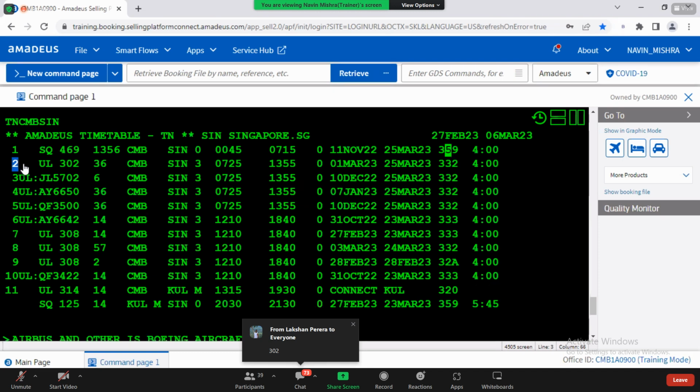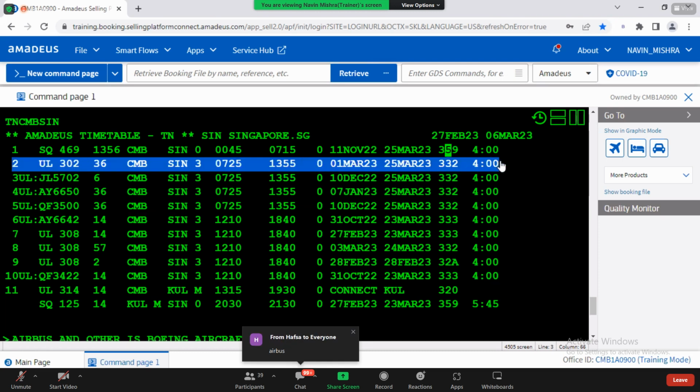Now tell me, this flight operates on which of the days? Tell me the days. Wednesday and Saturday. All right. Tell me the terminal number, the arrival terminal number of Singapore. All right. And tell me the type of craft. What type of craft is UL 302? It's an Airbus. Understood? All right.